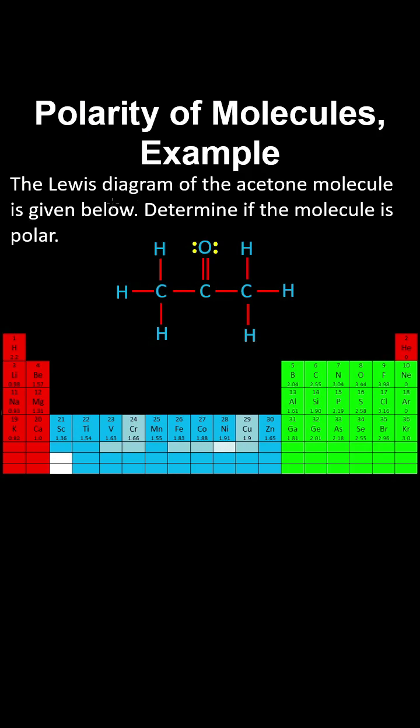The Lewis diagram of the acetone molecule is given below. Determine if the molecule is polar. So given that the carbon and hydrogen atoms in this bond have a similar electronegativity, we assume that the electrons are shared equally in these bonds, and we treat them as nonpolar. Now for the carbon-oxygen bond, oxygen is more electronegative than carbon, so it has a region of negative partial charge, which leaves a region of positive partial charge around the carbon. And therefore drawing the dipole moment from the positive to the negatively charged region, the molecule has a net dipole moment, and therefore it's polar.